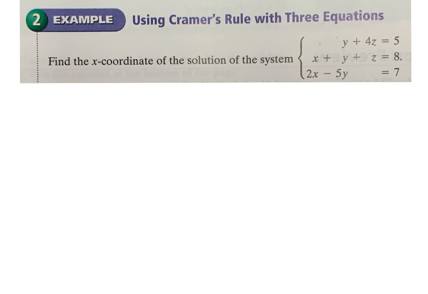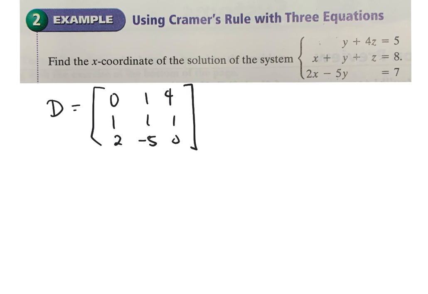So honestly, when you have a 3 by 3, you can do it exactly the same, but you're going to have 4 determinants and they're all 3 by 3s. So it's a little bit more time consuming, as you can imagine. I would do exactly the same. I would have a determinant for my coefficients, which in this case is like 0, 1, 4, 1, 1, 1, 2, negative 5, 0. I'd have to do that guy.